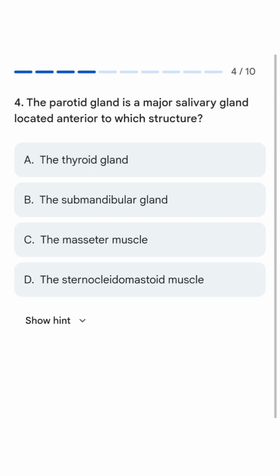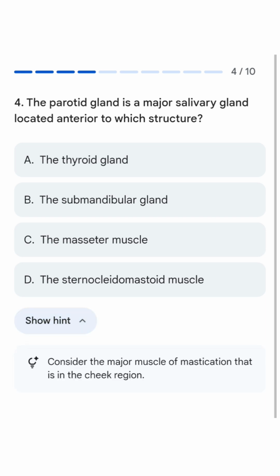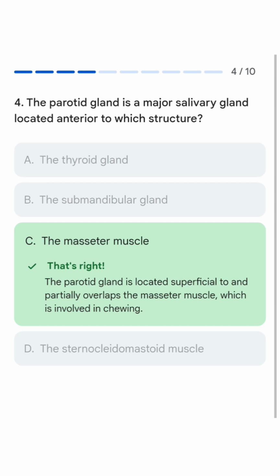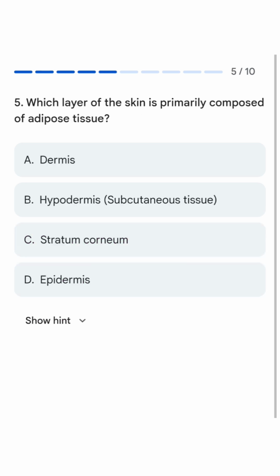Next question. The parotid gland is a major salivary gland located anterior to which structure? The thyroid gland, submandibular gland, masseter muscle, sternocleidomastoid. The hint is consider the major muscle of mastication that is in the cheek region. The masseter muscle. The parotid gland is located superficial to and partially overlaps the masseter muscle, which is involved in chewing.